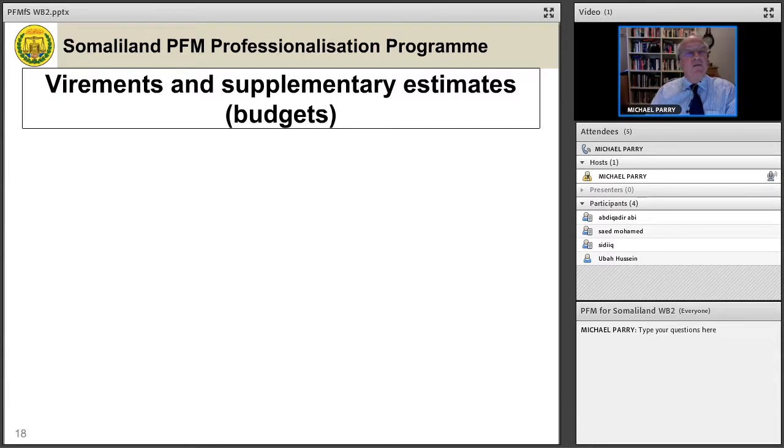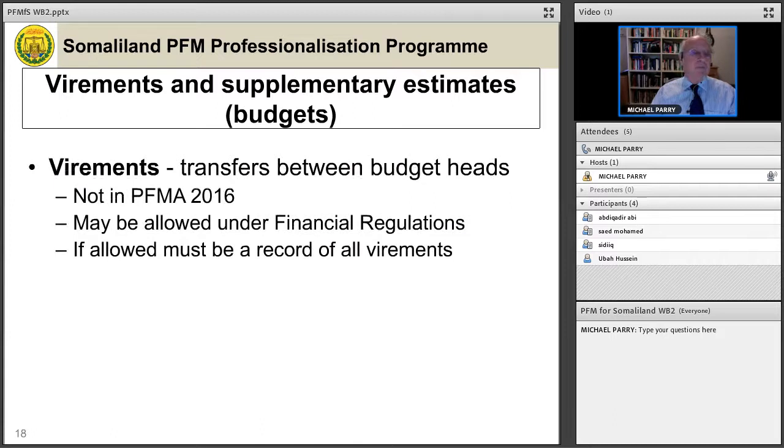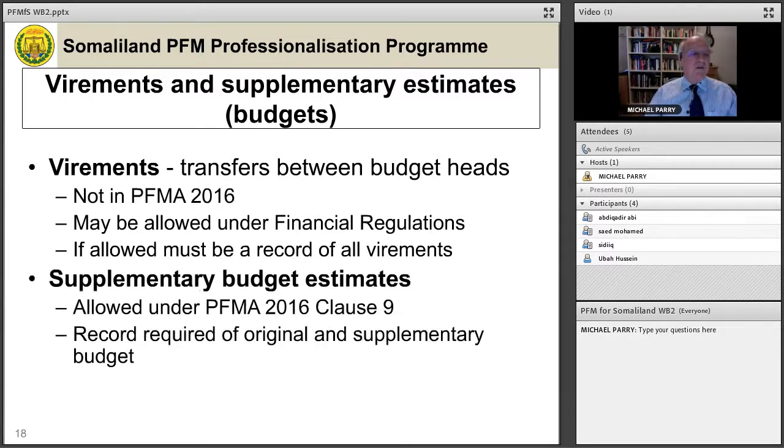And also under budget management, we need to talk about virements and supplementary estimates. Virements are transfers between budget heads. Now, there is no mention of virements in the PFMA 2016. They may well be allowed under your financial regulations. I haven't looked into that. They probably are. The main point is that there will be restrictions on the virements, on how much can be vired and between which heads, and you must keep a record of virements. Otherwise, you lose track of your budget.